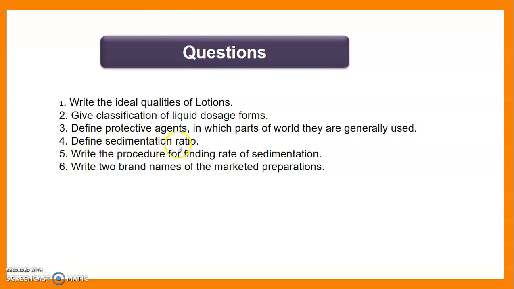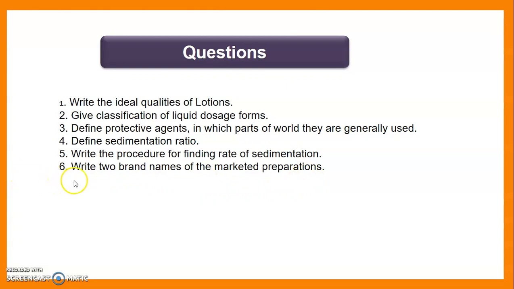Then define sedimentation ratio. Next question is, sedimentation ratio is the ratio between the particle and the liquid at which rate particles are settled down. Fifth question, write the procedure for finding the rate of sedimentation. Rate of sedimentation can be found out as follows. First of all, we take the beaker. In that we take our lotion or any kind of mixture and find out the settling time. What time is required for the solid ingredients to settle down, and in this way find out the rate of sedimentation.